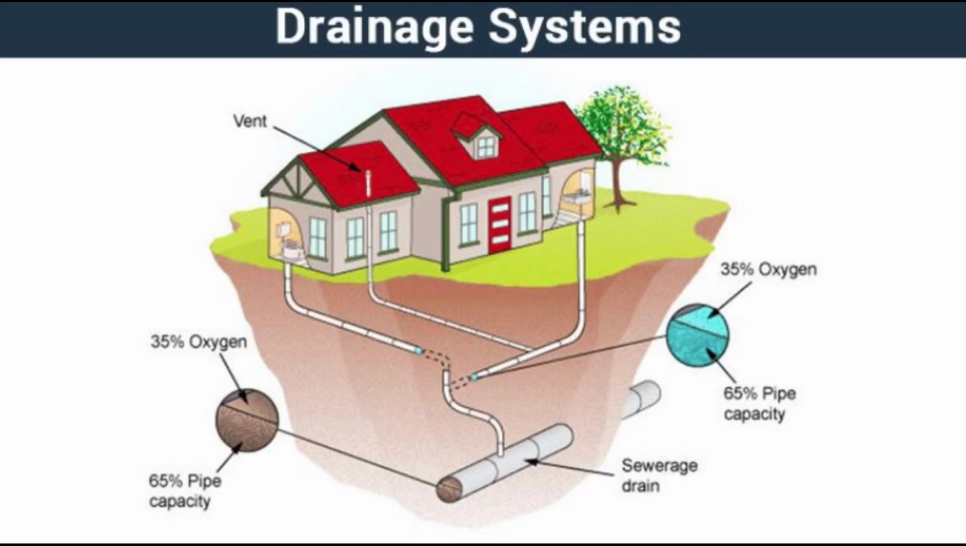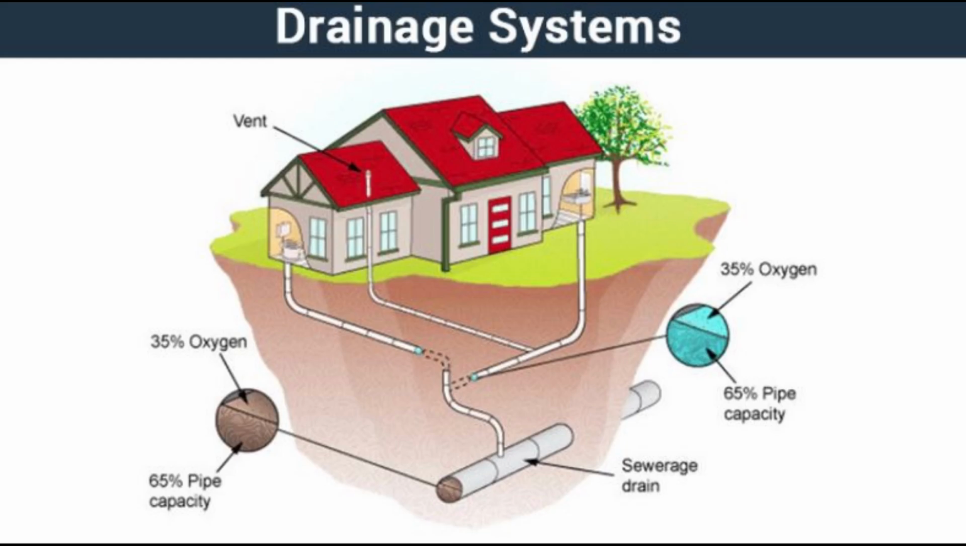Public health is another area strongly influenced by drainage. Poor drainage can lead to stagnant water, which becomes a breeding ground for mosquitoes and other disease vectors. It can also contribute to the spread of waterborne diseases in areas with inadequate sanitation. Proper drainage is therefore closely linked to disease prevention and overall community health.